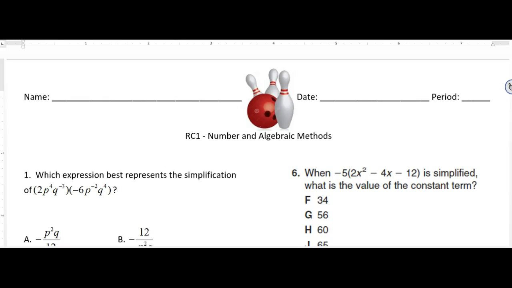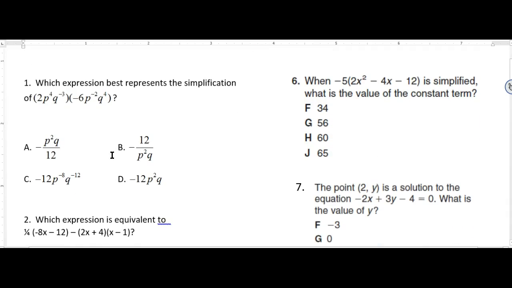Category 1, STAAR Test Review Worksheet. We got number and algebraic methods. Starting out with number 1, which expression best represents the simplification of this thing?